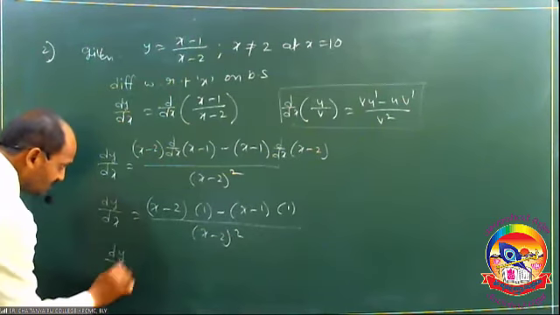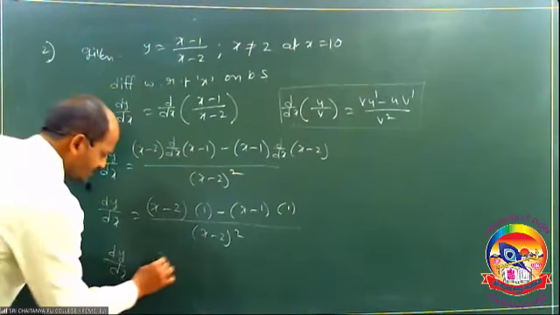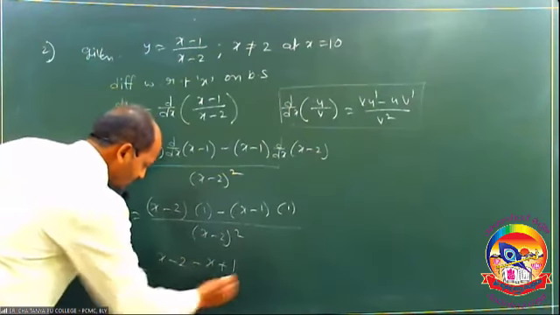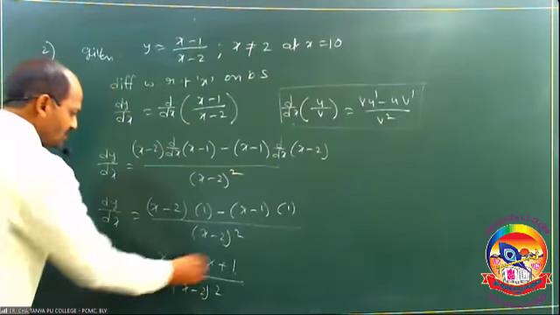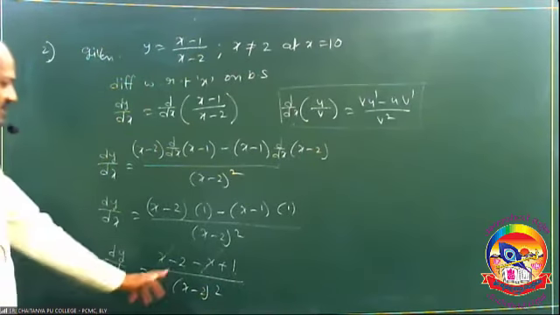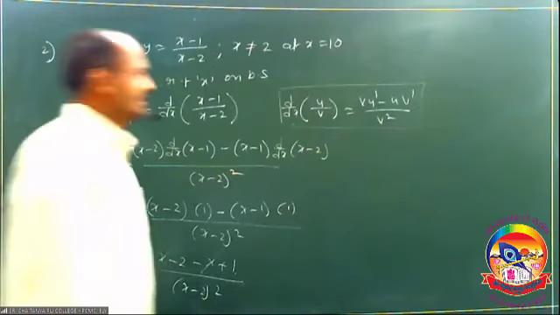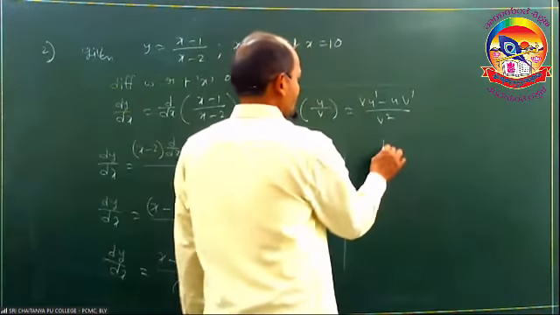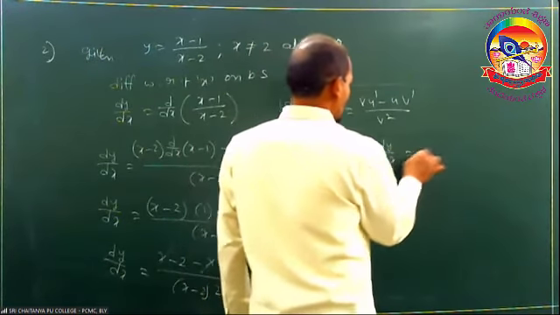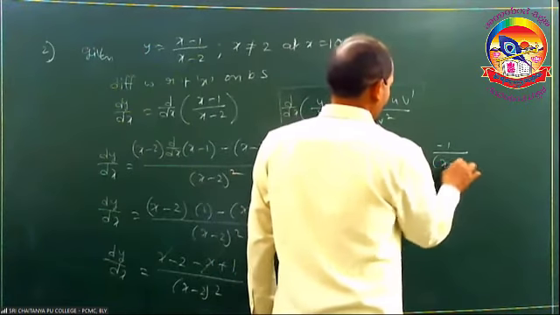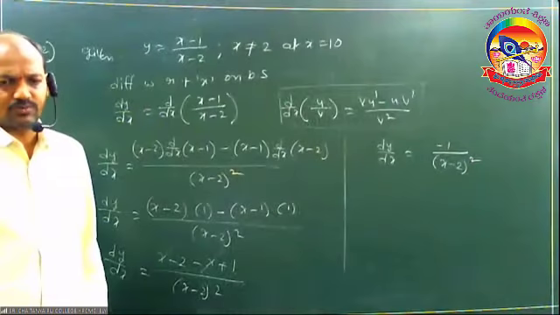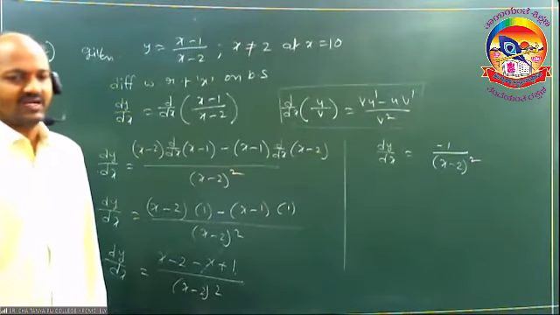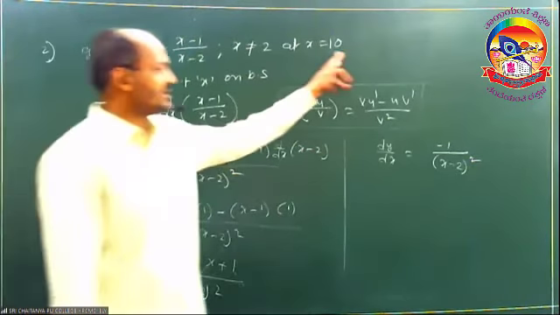So dy by dx is equal to x minus 2 minus x plus 1 divided by x minus 2 whole square. Plus x, minus x, remove. Then minus 1 divided by x minus 2 whole square. So dy by dx is equal to minus 1 divided by x minus 2 whole square. dy by dx means slope. But we need to find the slope of the tangent at x is equal to 10.